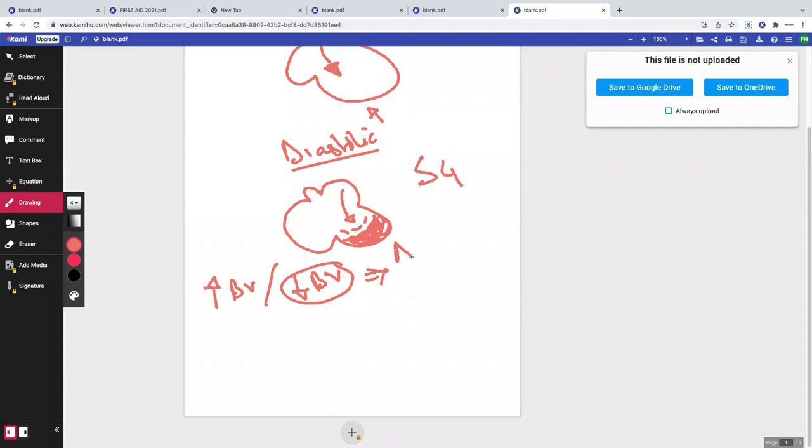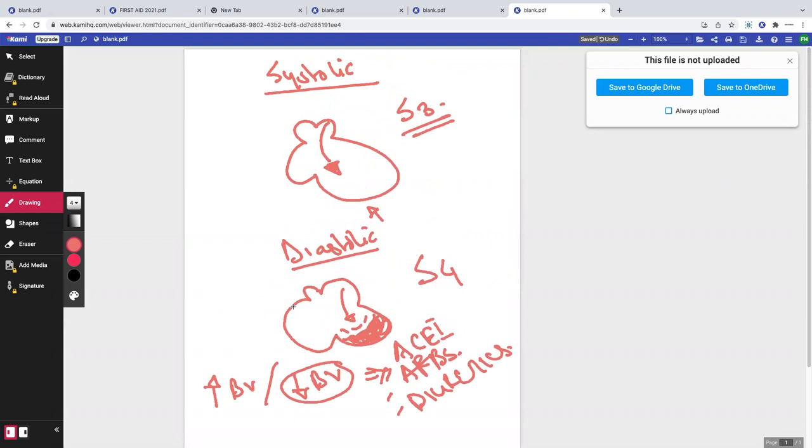So what sort of drugs should we give? Can we give ACE inhibitors or angiotensin receptor blockers? Yes. Okay. Can we also give diuretics? Yes or no? Right. We can also give diuretics. That's that. And if there is a systolic dysfunction, can we give drugs that increase cardiac contractility? Yes or no? The answer is yes. Okay. So that's that. We can give drugs that increase cardiac contractility.